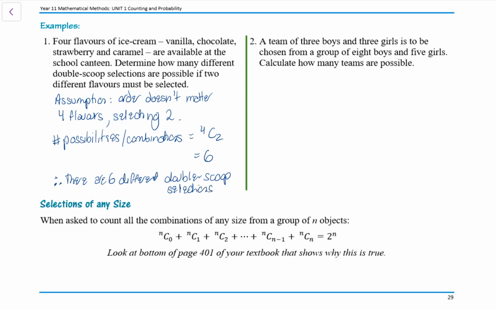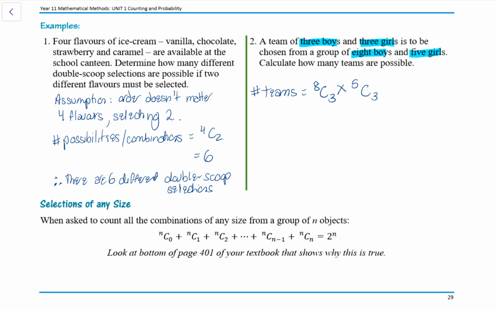Okay, so a team of 3 boys and 3 girls is to be chosen from 8 boys and 5 girls. How many teams are possible? So number of teams, because order won't matter, from 8 boys we're selecting 3, and from 5 girls we're selecting 3 as well. Now we need both to occur, so we multiply.